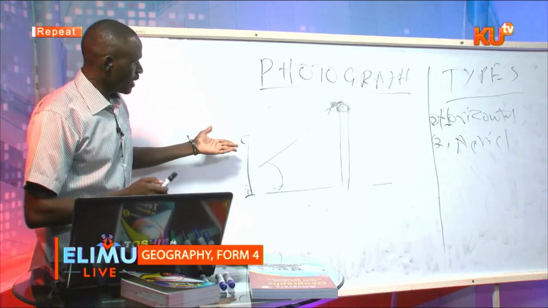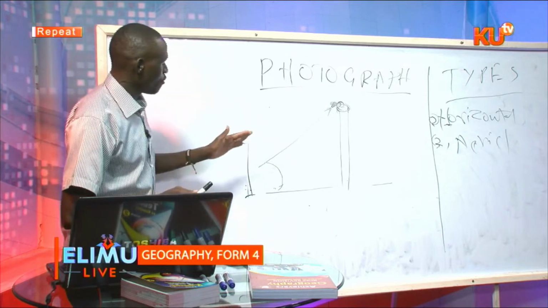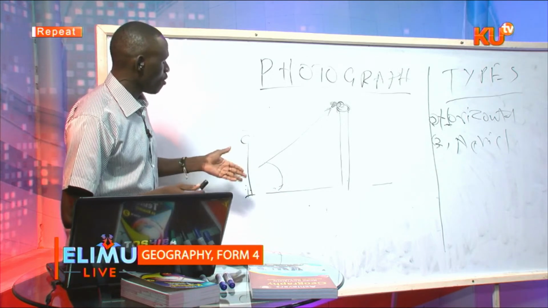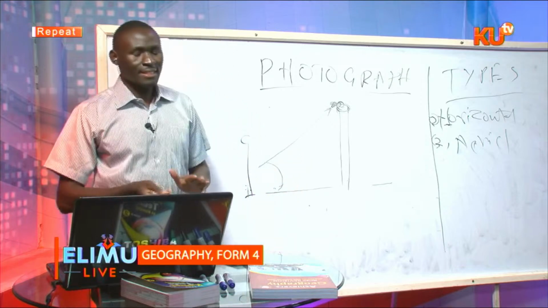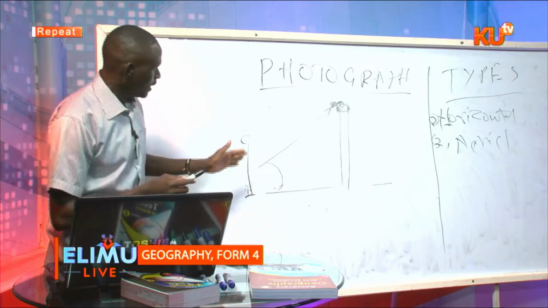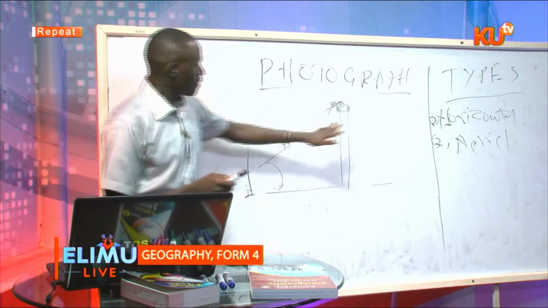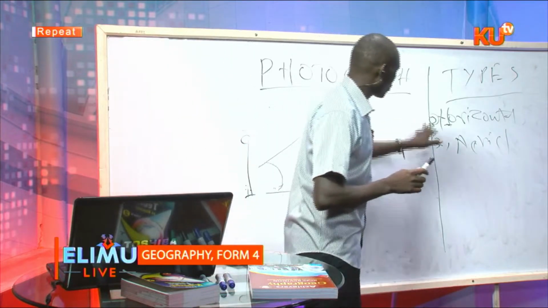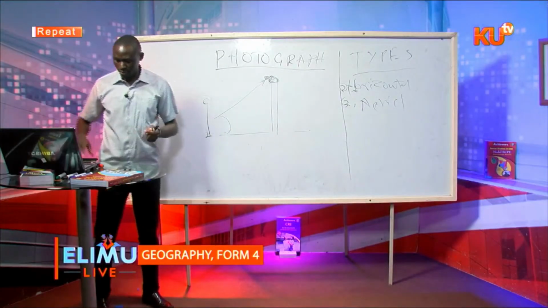So it means that when a photo of an object is taken with an oblique type of photograph, the camera is slightly tilted, or slanting, or has some angle involved. Now, that is the ground photograph. Now, let's go to the second part, which is the aerial photograph.